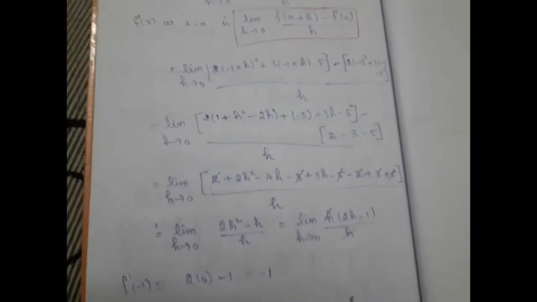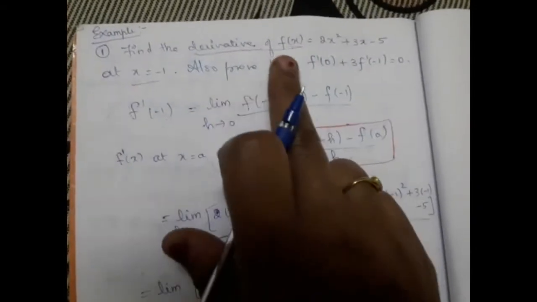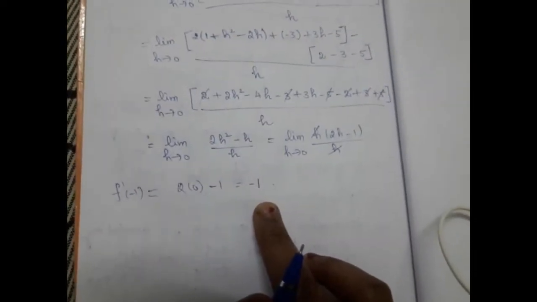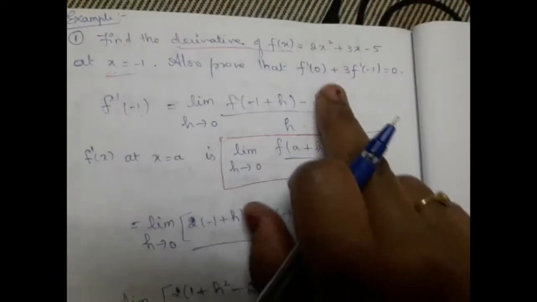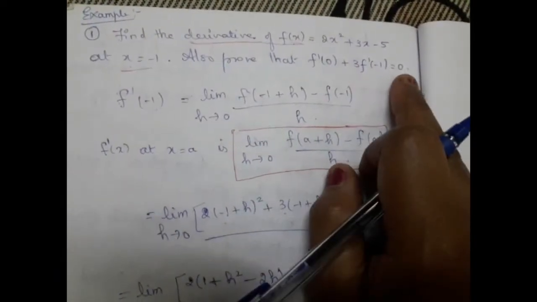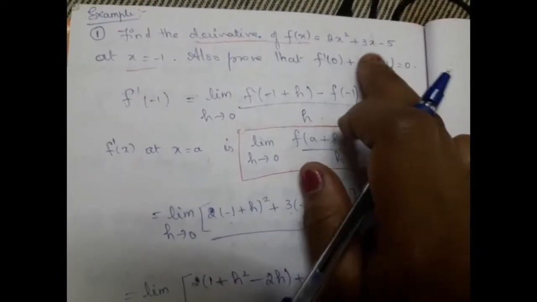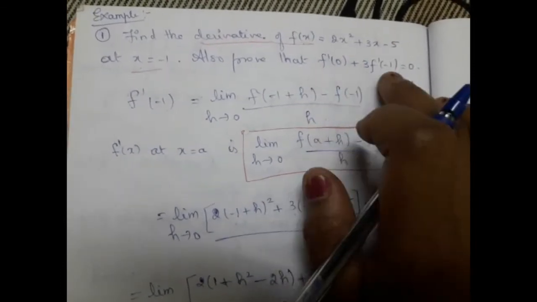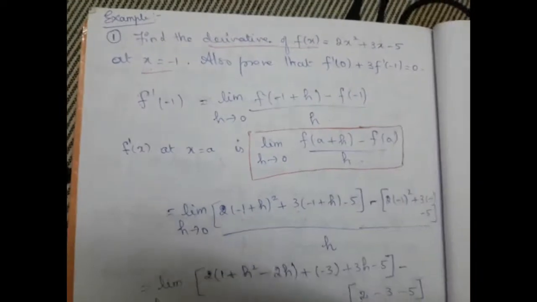So, we have answered our first question, that is the derivative of f of x at x equal to minus 1 is nothing but minus 1. Next, they asked you to prove f dash of 0 plus 3 times f dash of minus 1 equal to 0. So, we know what is f dash of minus 1. So, if we find what is f dash of 0, we can add those two and check whether we are getting equal to 0, right.